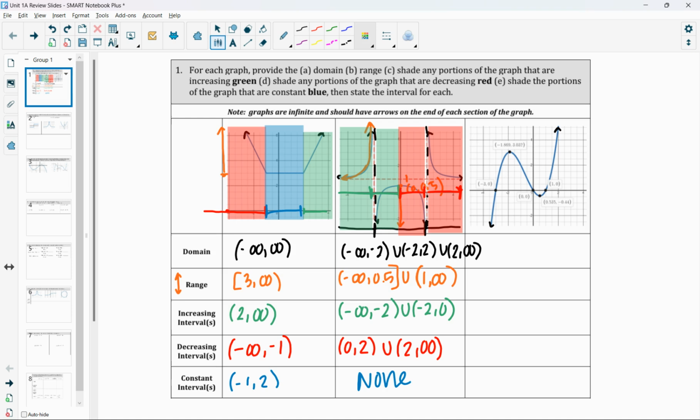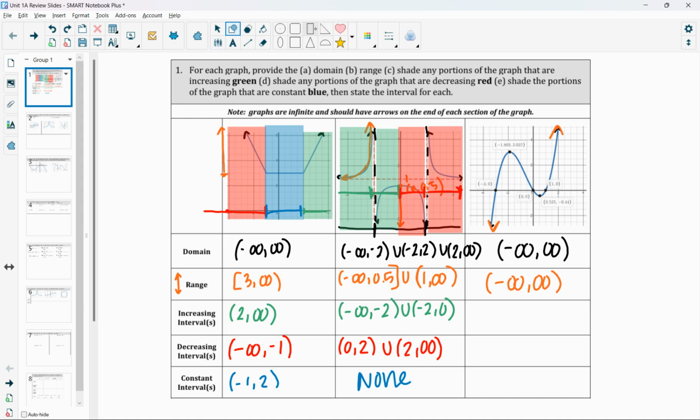Next graph, we again see that there are no breaks in this blue graph, so we can see that it just continues everywhere, so it's a continuous function. We see an arrow to the left and we see an arrow to the right, so the domain is going to be negative infinity to infinity. And then for the range, we see an arrow down and we see an arrow up, again with no breaks. So then this range is going to be negative infinity to infinity.